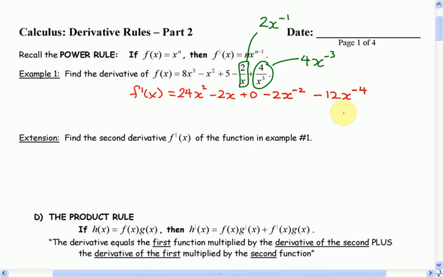That's fine. Okay, as an extension, I showed you the idea of the second derivative. Remember acceleration? That's the second derivative of the position function. So the notation is f double prime of x.